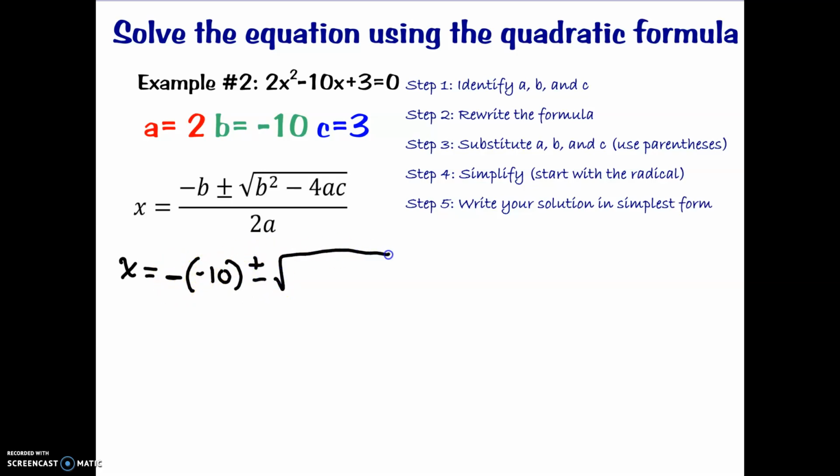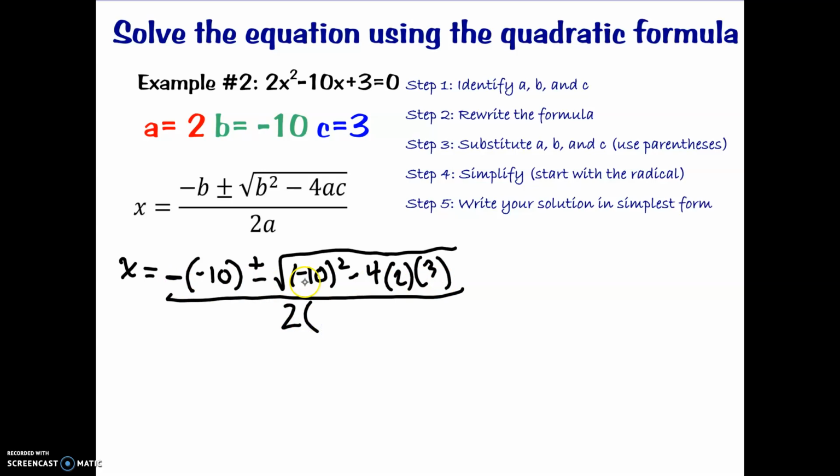Plus or minus the square root. b squared is going to be my -10, make sure it's in parentheses, squared, minus 4 times that 2 in parentheses, times that 3 in parentheses, and that whole numerator gets divided by 2 times, in this case, my a value, which is 2. So again, now we're ready to simplify that radical. We want to make sure to plug this entire expression in all at once into our calculator, and it should give us one number, and that's what should go underneath the radical.